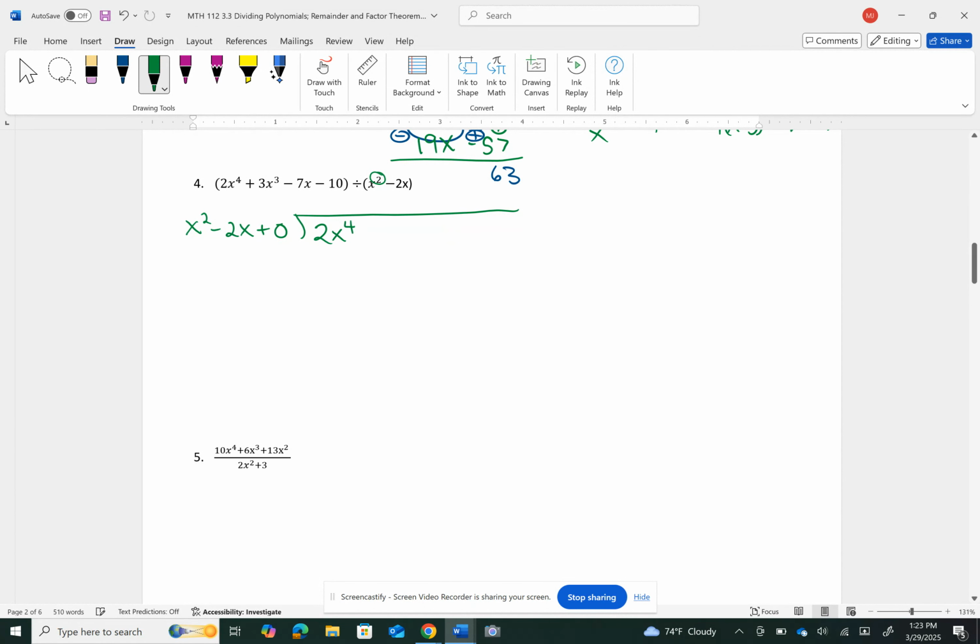I have a 2x to the 4th. I have an x to the 3rd term. Don't have a squared term, so I'm going to put in a 0x squared, but I do have the linear term and the constant. So now I've got it all set up.